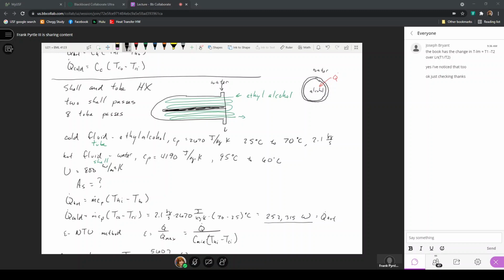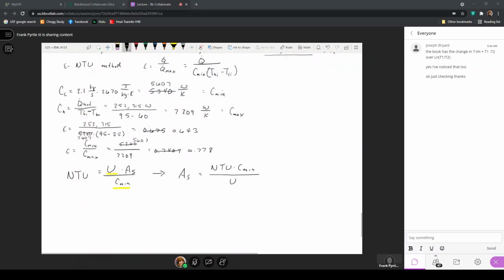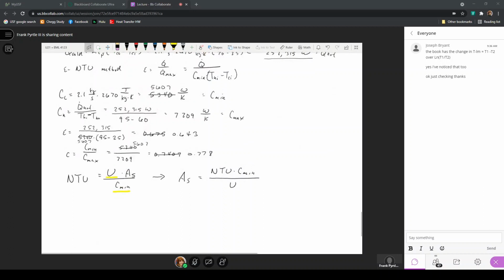So when we're looking for a calculation of the surface area in the shell and tube heat exchanger, we're considering that the surface area on the outside of the tube that this ethylene glycol is running through is the same on the inside and on the outside. So if we're looking for the surface area, it comes from the definition of the number of transfer units, such that the surface area would be the number of transfer units times the minimum capacity rate divided by the overall heat transfer coefficient. In this problem, the overall heat transfer coefficient is given.